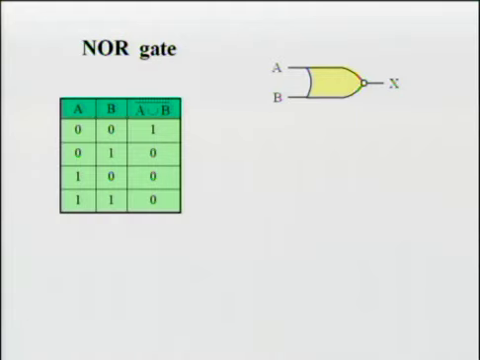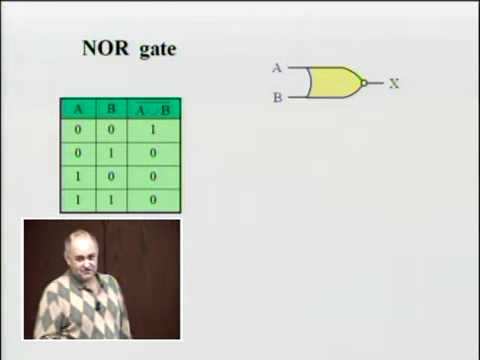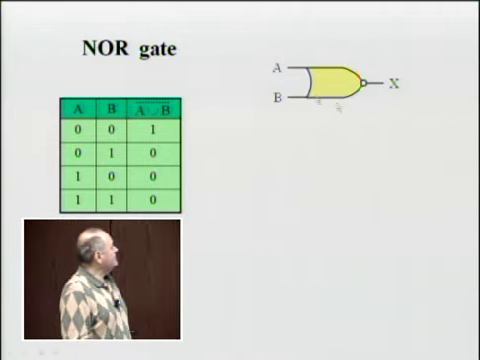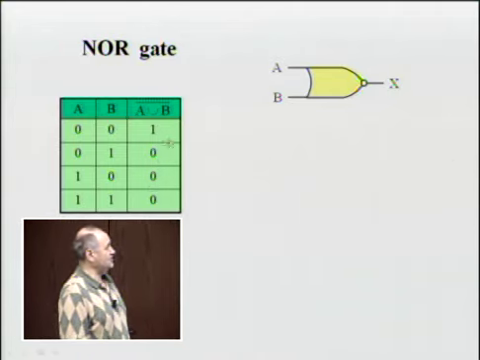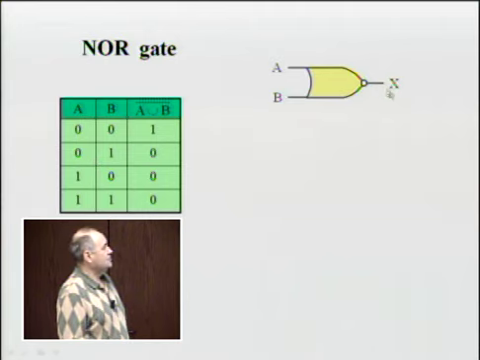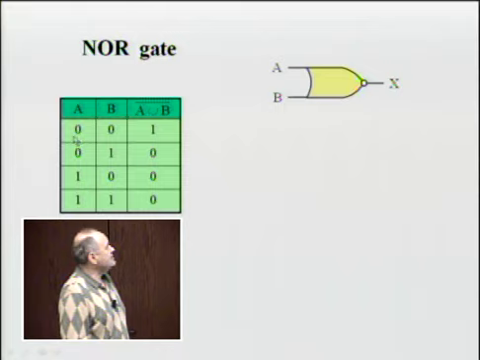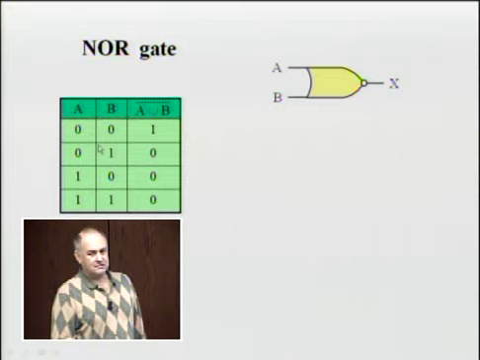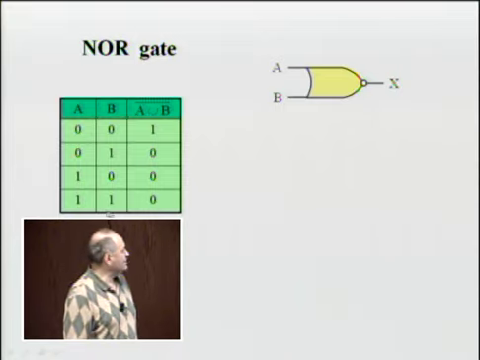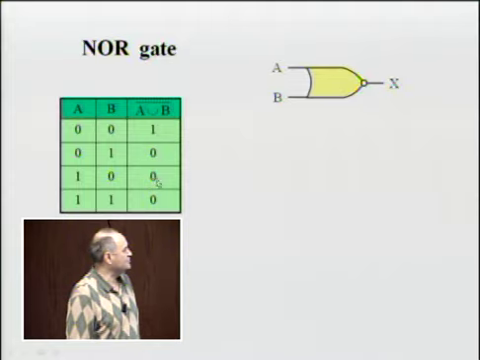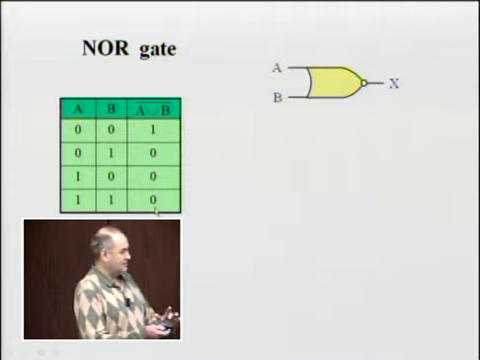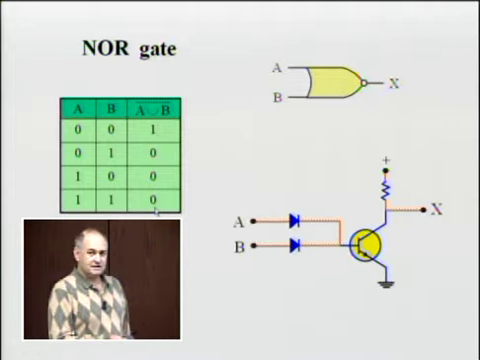All right, let's now go to another gate. It's called a NOR gate. It has two inputs and one output. And this is how it is supposed to work: the output should be high only if two inputs are low. In all other situations, the output is supposed to be low. And this is how it is made.